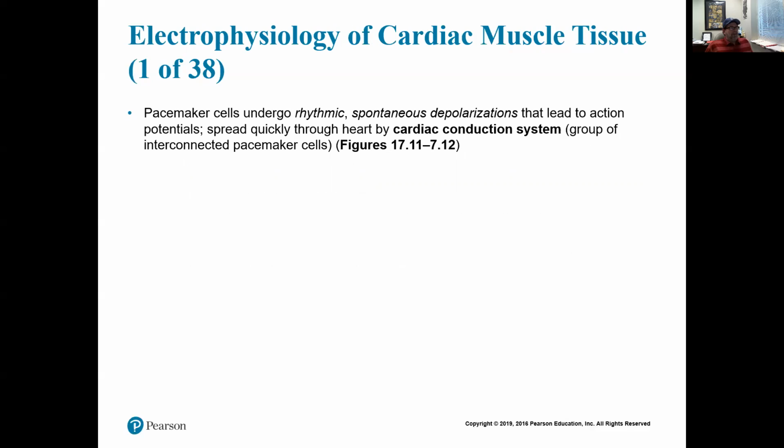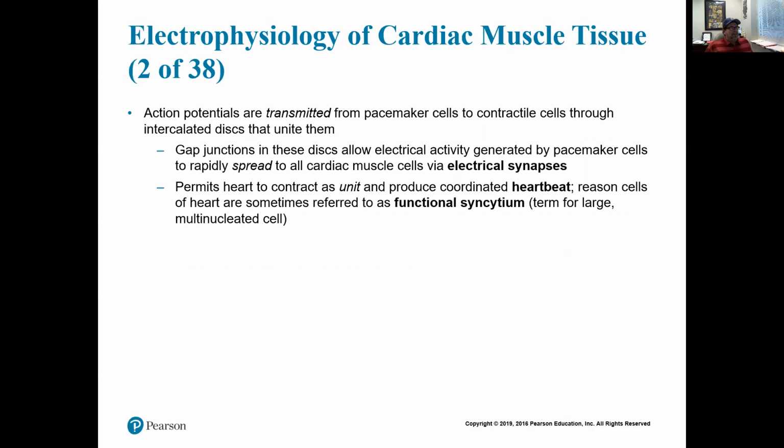Pacemaker cells undergo rhythmic, spontaneous depolarization that leads to an action potential, and we're going to walk through that on these next couple of pictures, okay? Action potentials are transmitted from pacemaker cell to contractile cells through intercalated discs that unite them. Gap junctions in these discs allow electrical activity generated by pacemaker cells to spread to all cardiac muscle cells through these electrical synapses. And this is where we get the electrical synapses we talked about. More common is what? Neurotransmitters in chemical synapses. This permits the heart to contract as a unit and produce a coordinated heartbeat.